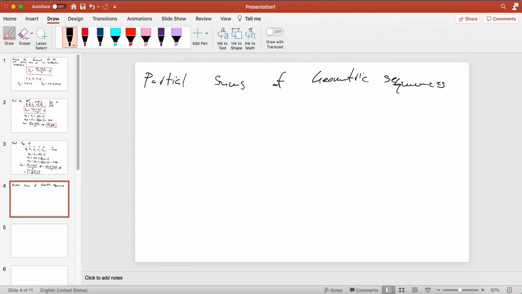The formula for the nth partial sum of a geometric sequence will be given as follows: a1 times 1 minus r to the n all over 1 minus r. Now this formula, the proof isn't so important. Just make sure that you have it memorized. If you want to see the proof, you can come to my office hours.